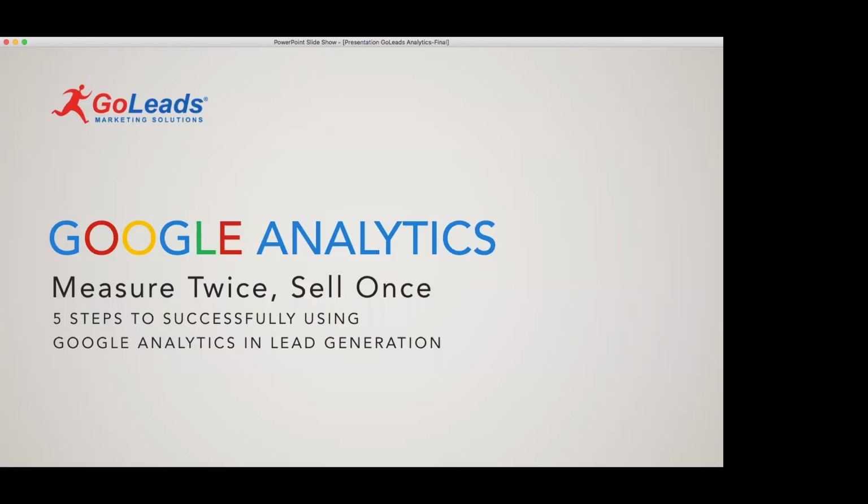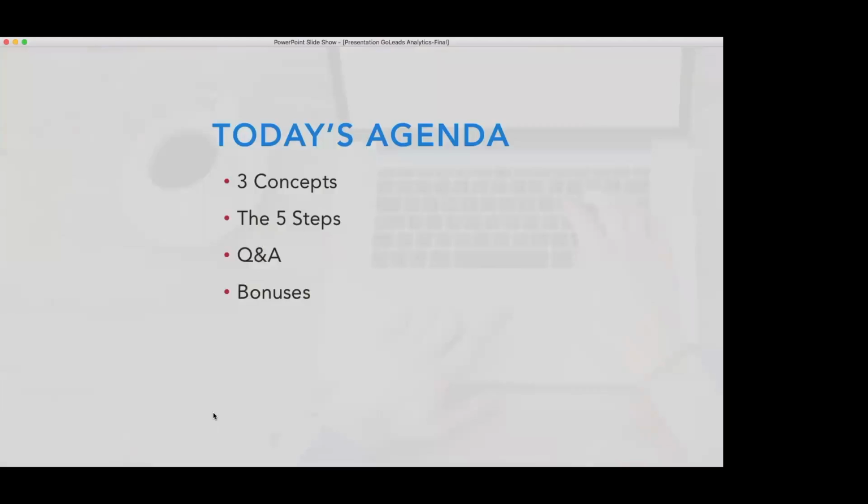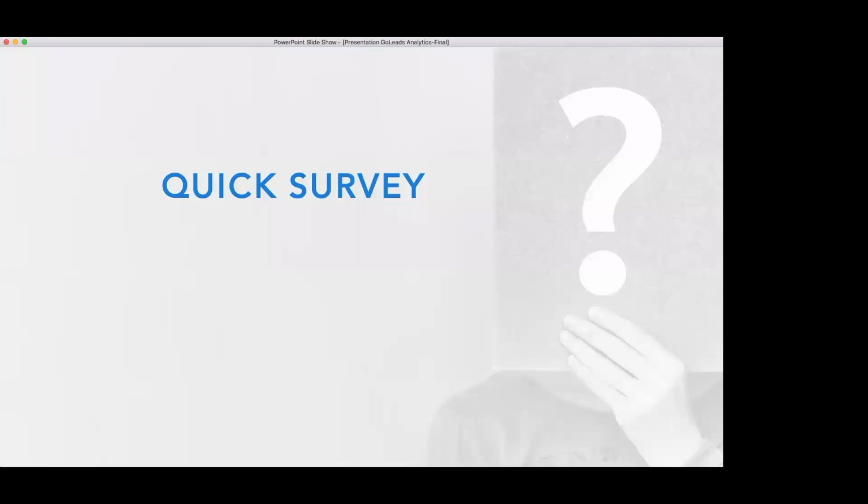But we are going to be taking a look at Google Analytics through the lens of lead generation. And this is what we're going to be covering. So today we'll cover 3 general concepts. We'll just get on the same page. We'll do 5 steps, the 5 steps to getting started with using analytics for lead generation. We'll have a Q&A, and then I will reveal how to send you your bonuses. And so let's jump in.